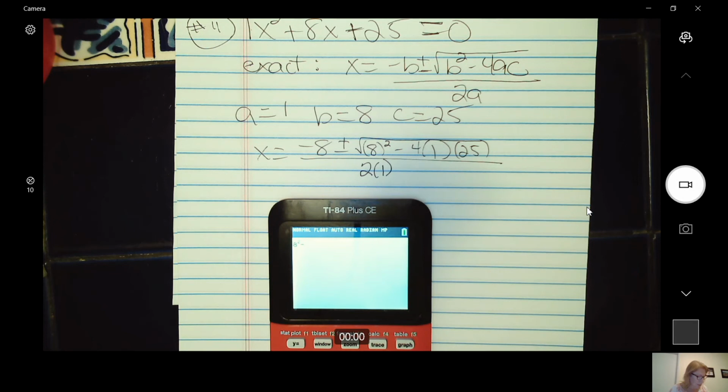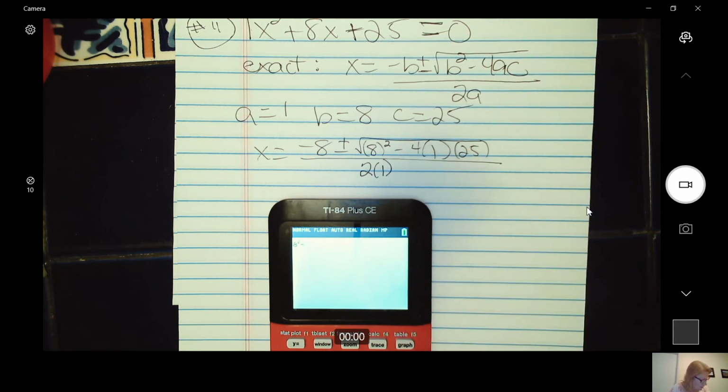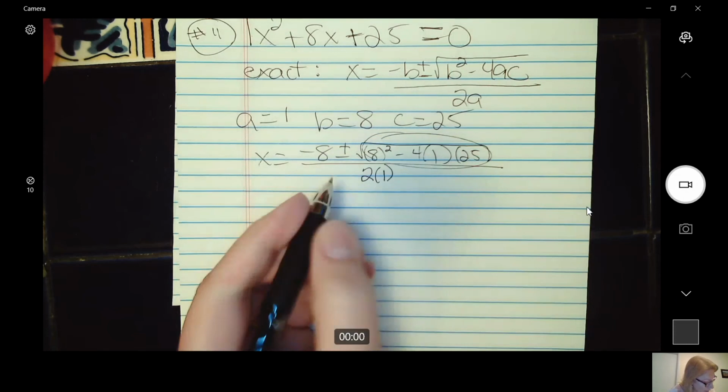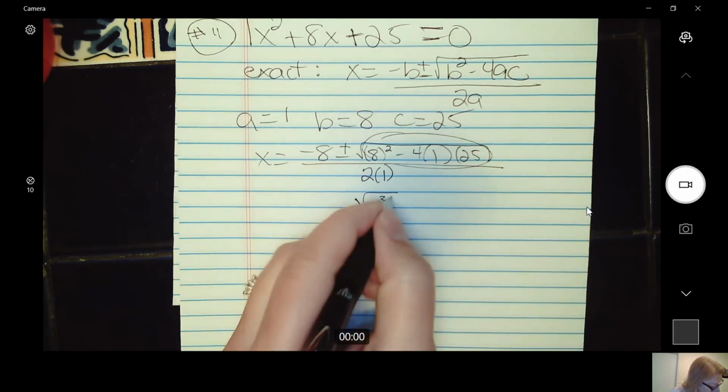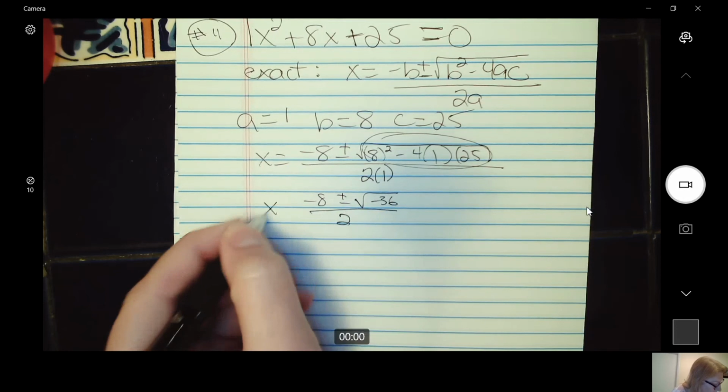So 8 squared minus 4 times 1 times 25. Oh, I could have done that in my head. 4 times 25 is 100. So 64 minus 100 is negative 36. All right, I don't think I need a calculator to do the rest of this. So this part worked out to be negative 36, so we have negative 8 plus or minus the square root of negative 36, all over 2.